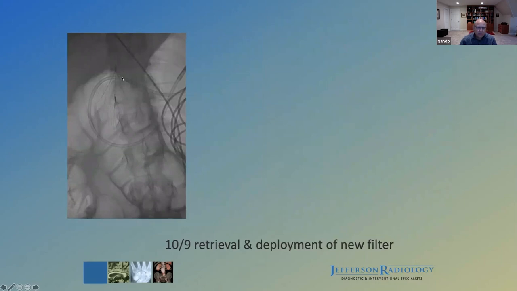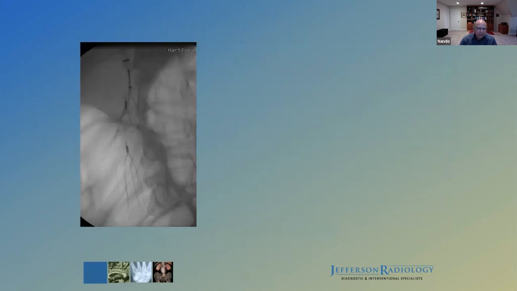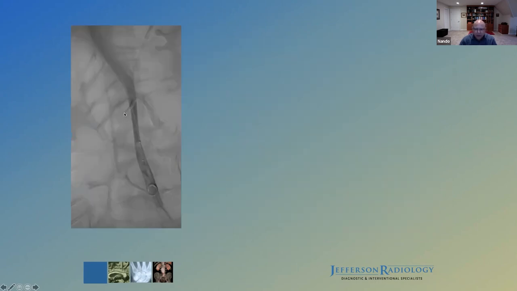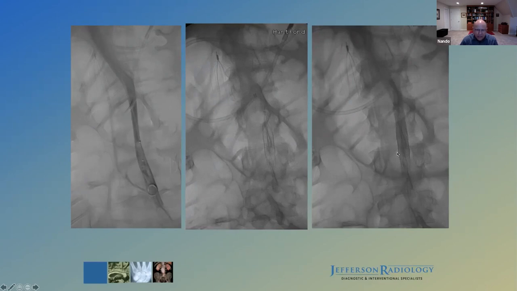So this filter, the cranial filter, needed to be retrieved. Notice that on contrast injection of the IVC, the more caudal filter has indeed trapped a thrombus, an embolism. The craniad filter was snared, pulled into the sheath, and successfully delivered out of the body. At this point, to protect the patient, we did a venogram of the left portion of the duplicated IVC and placed a filter, thereby protecting against any possible emboli. Again, I think that all the imaging led to this successful thought process to protect the patient.